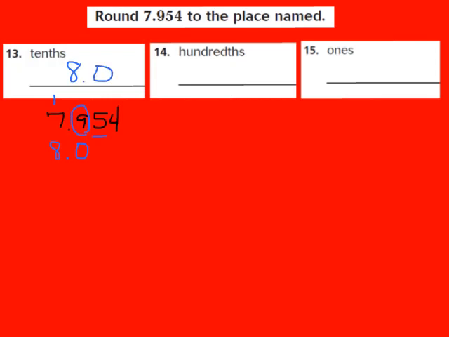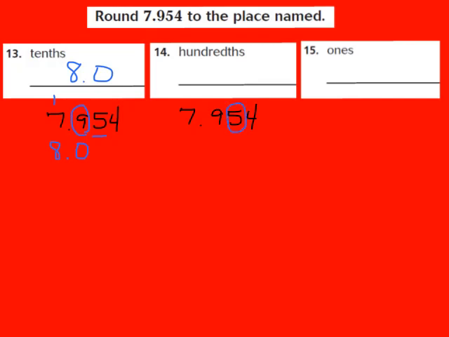Now, let's take a look at question number 14. For question 14, my job is to once again take this decimal, but this time I'm going to round it to the nearest hundredths place. So the first thing I'm going to do is write my decimal number down again. So I have 7 and 954 thousandths, but this time I'm going to round it to the hundredths place. What I know is that my 5 is in the hundredths place, so I'm going to put a circle around my 5.